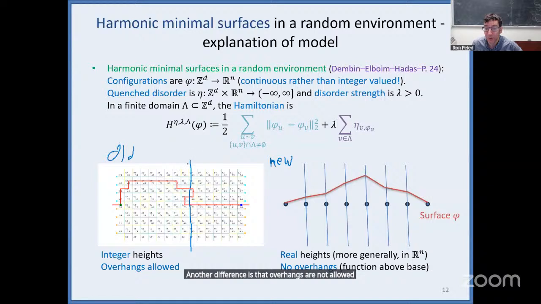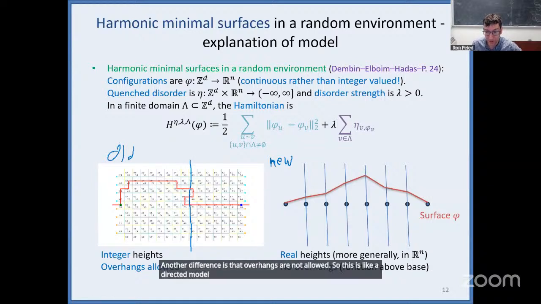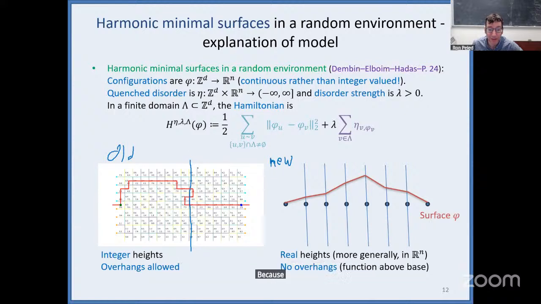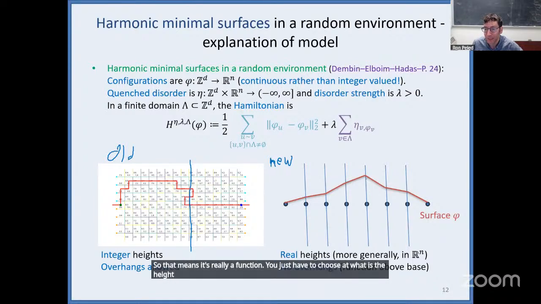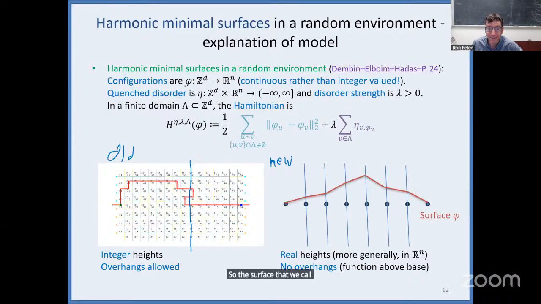So this is like a directed model. For first passage percolation, you'd say it's directed, because for any vertical line, it only intersects this path once. So that means it's really a function. You just have to choose what is the height above every base vertex. So the surface that we call phi is simply a function from Z^d to R^n, continuous rather than integer valued. Okay? This is the first thing about this surface.